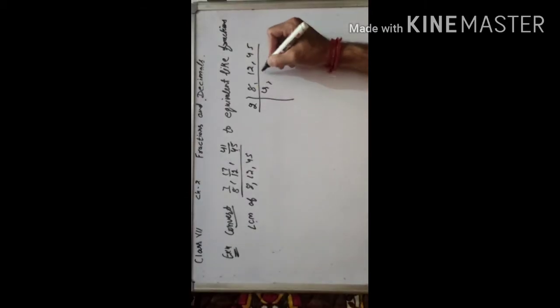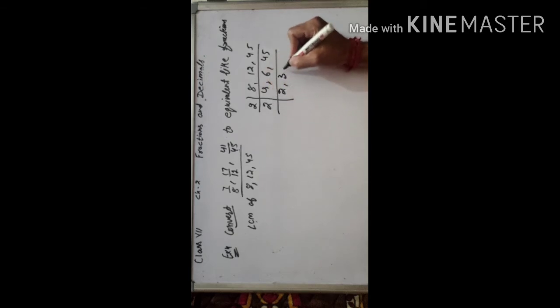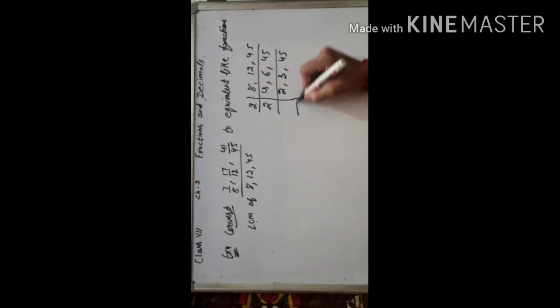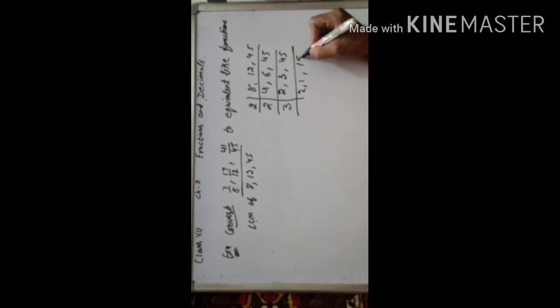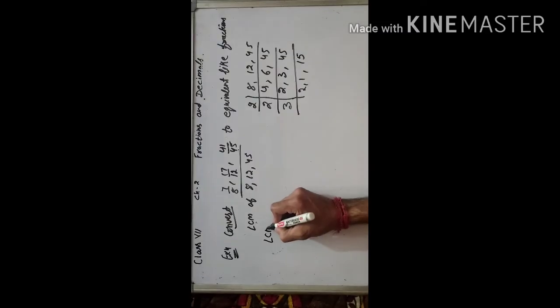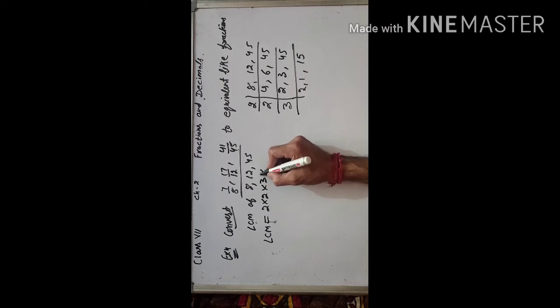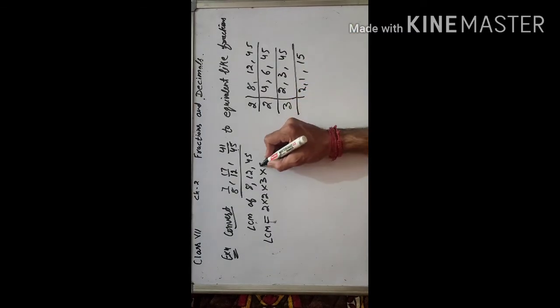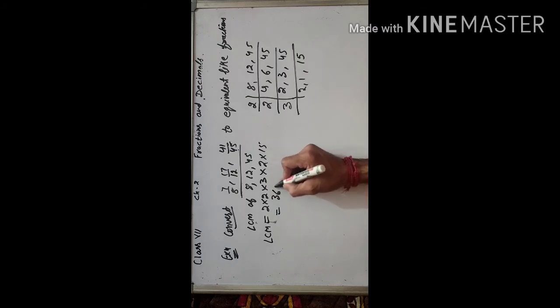Now you know how to take the LCM of 8, 12 and 45. 2 4s are 8, 2 6s are 12, 45 as it is. 2 2s are 4, 2 3s are 6, 45 as it is. Then 3 2 1 and 15. Now LCM is equal to 2 into 2 into 3 into 2 into 15, that is 360. So the LCM of 8, 12 and 45 is 360.